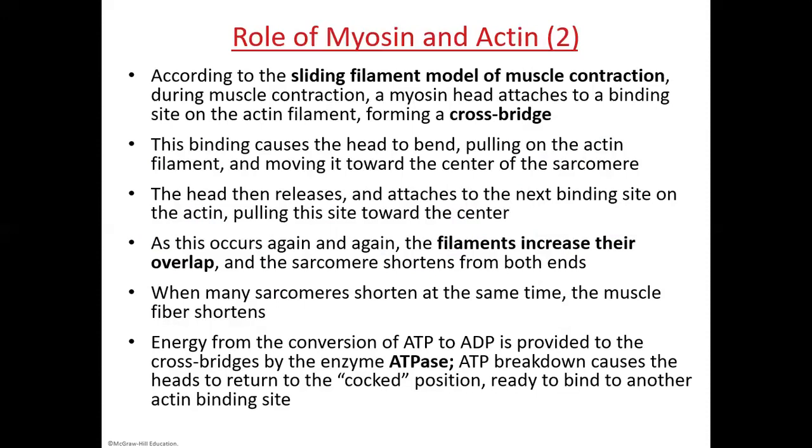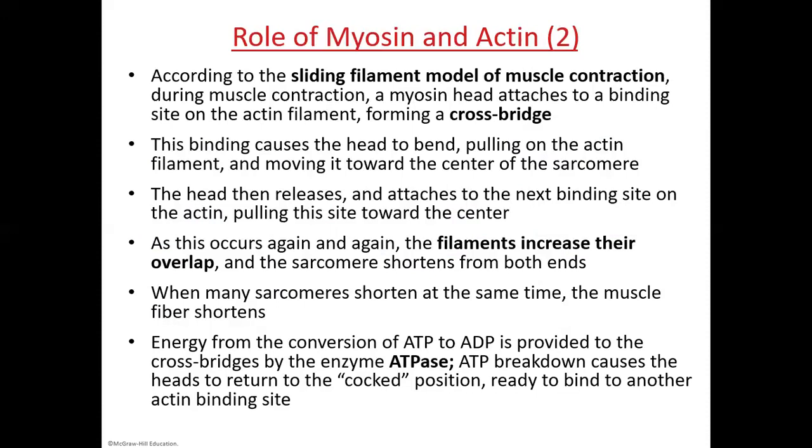This uses a lot of energy from the cell in the form of ATP. So in order to do muscle contraction, your cells have to take ATP and break it down into ADP and inorganic phosphorus, P sub I.